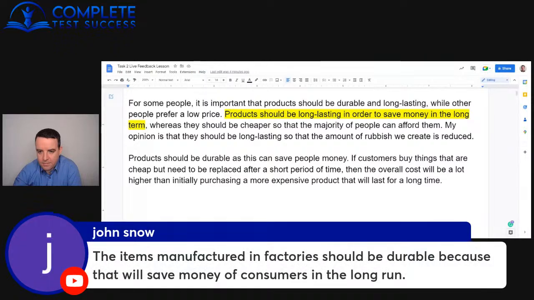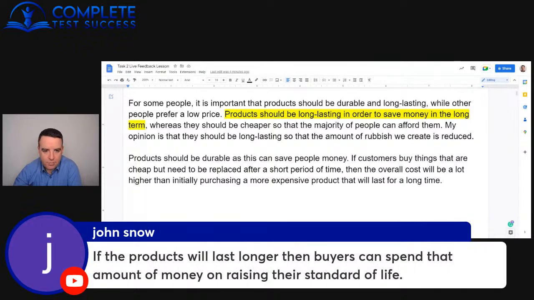Prajwal, you're very welcome. John Snow: "The items manufactured in factories should be durable because that will save money of consumers in the long run." Yep, so that's a good topic sentence. "If the products will last longer, then buyers can spend that amount of money raising their standard of life."